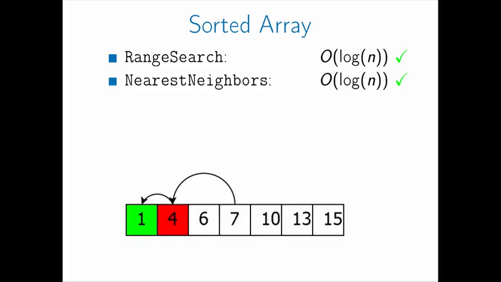Similarly, nearest neighbors is logarithmic time. We do a binary search to find the thing that we're looking for, and we return the elements on either side of it.